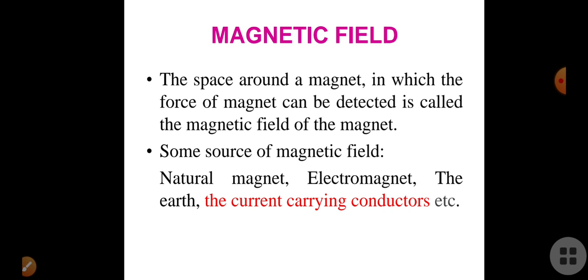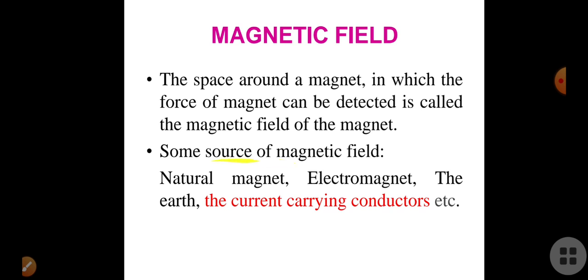So why does it happen? Because that bar magnet, or any magnet, has a region around it in which its influence, its force, can be felt. Beyond that there is no force of this magnet and it cannot attract the material. So that region around the magnet is known as the magnetic field. It is the area, the field, where it can work like this.